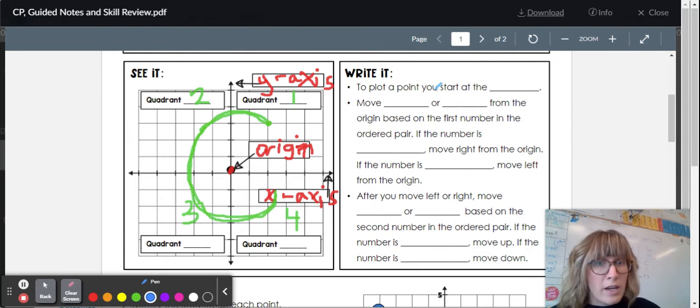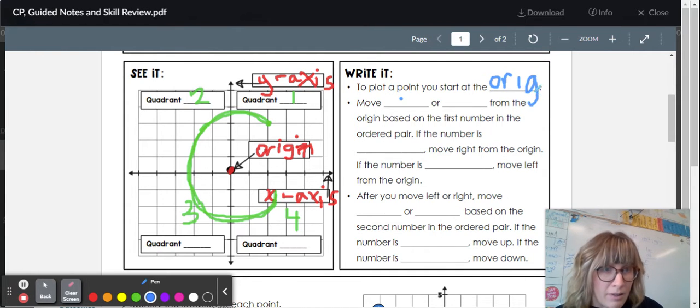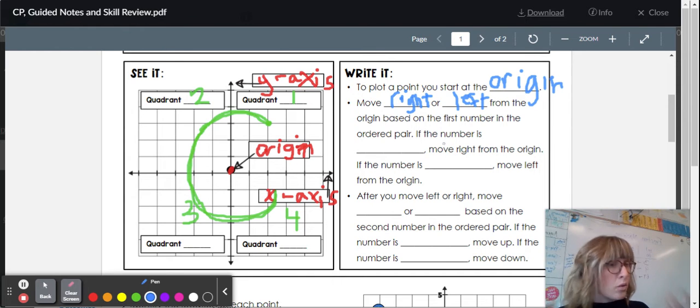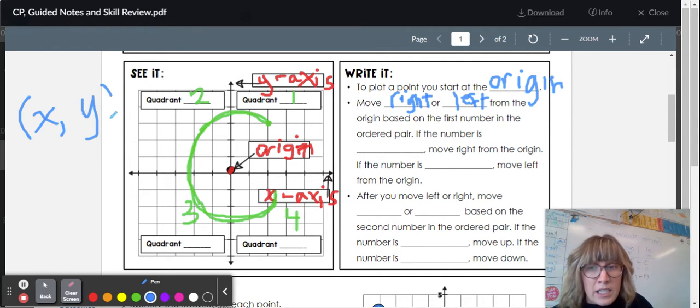If you want to plot a point, say you're given an address, an ordered pair, you are going to start at the origin. That is where you begin. The origin is the beginning, so every time you'll start at the origin. You're going to move either right or left from the origin based on what the first number in your ordered pair is. An ordered pair always goes x, y, just like the alphabet. X comes before Y.